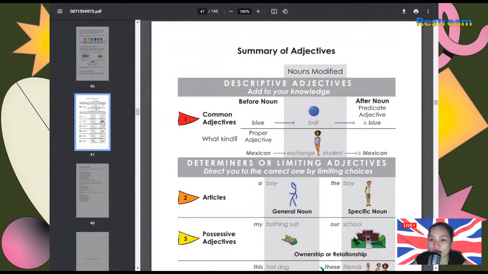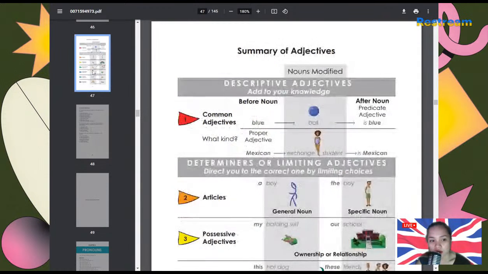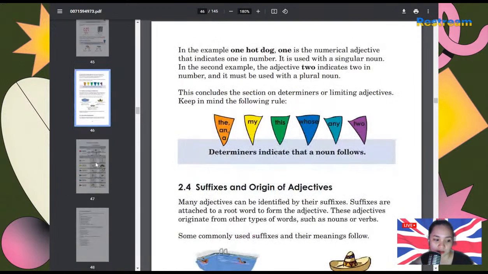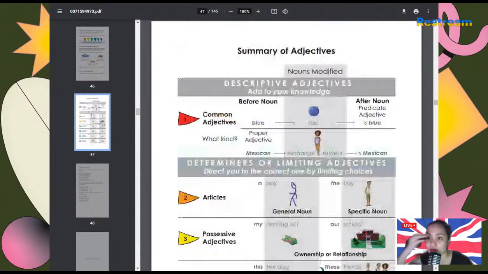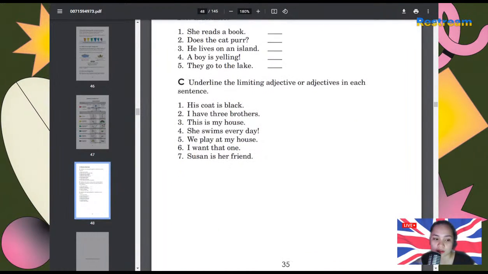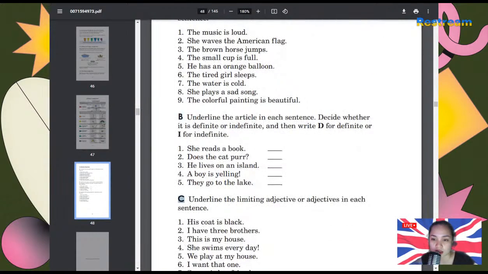Okay, we are back already. So now let's have the review exercise. As you can see, we already have the summary of the adjectives itself. We started on the numerical adjective earlier, and now we are in the summary of adjectives. Let us see if you can answer this type of questions. We have three tests here: test A, test B, and test C.